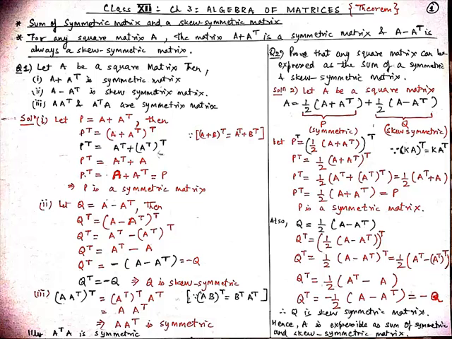Now our second part, in which we have to prove that A minus A transpose is a skew symmetric matrix. So here let Q be equal to A minus A transpose. Then on taking transpose on both sides we get Q transpose is equal to (A minus A transpose) whole transpose. So using the identity again we get Q transpose is equal to A transpose minus (A transpose) whole transpose. We know that (A transpose) whole transpose is A. So from here we get Q transpose is equal to A transpose minus A. Negative is taken as common, and in the bracket we get A minus A transpose. So Q transpose is equal to minus of Q, which is the condition of skew symmetric. So Q is skew symmetric.